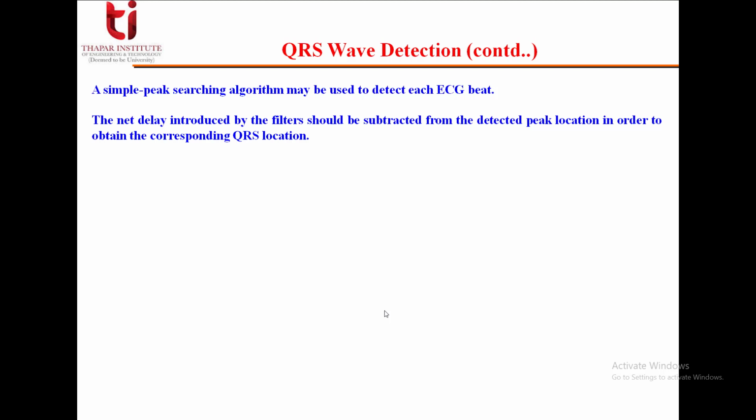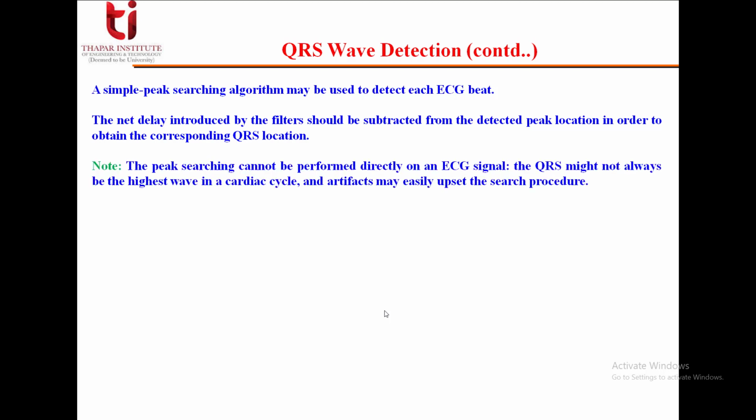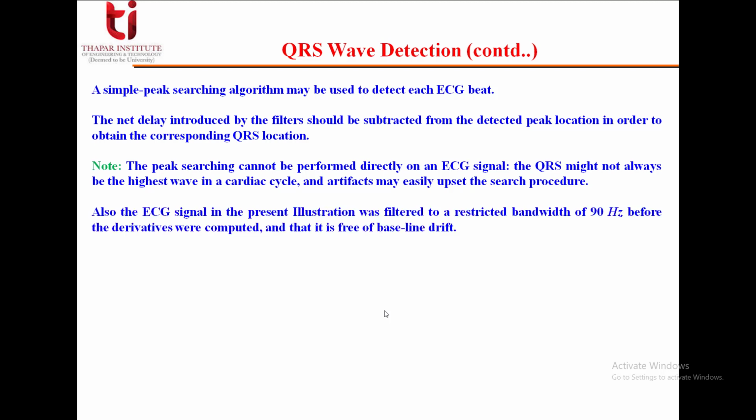Now we can note here the peak searching cannot be performed directly on an ECG signal, as the QRS might not always be the highest wave in the cardiac cycle, and also the artifacts may easily upset the search procedure. Also, the ECG signal in this present illustration was filtered to a restricted bandwidth of 90 Hz before the derivatives were computed, and that is, it is free of baseline drift.